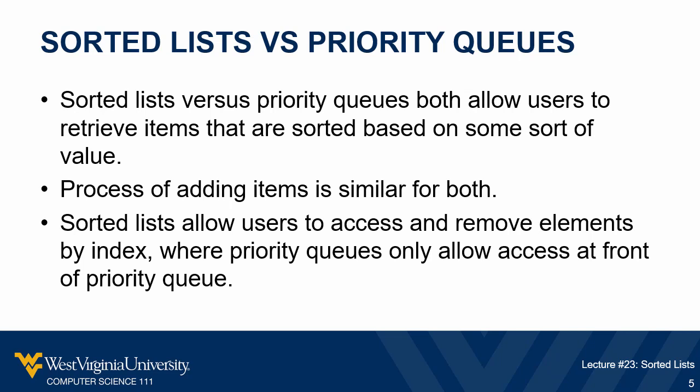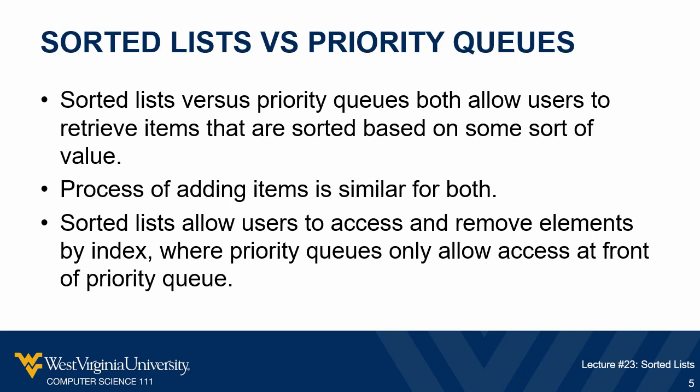Lists give us additional functionality that we don't have with a regular queue. We have the ability to retrieve any item from a list, whereas with the queue we can only retrieve the item from the front. And in fact, we actually have to remove that item. We have to dequeue it if we want to be able to get to other things inside of the queue. We kind of have the same thing when looking at sorted lists versus priority queues.